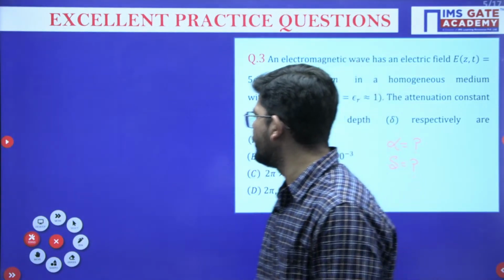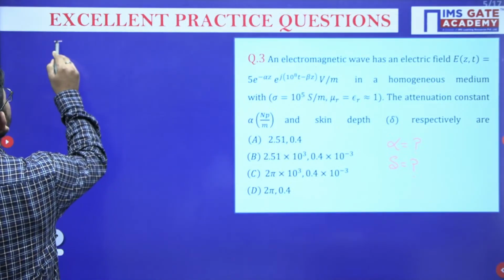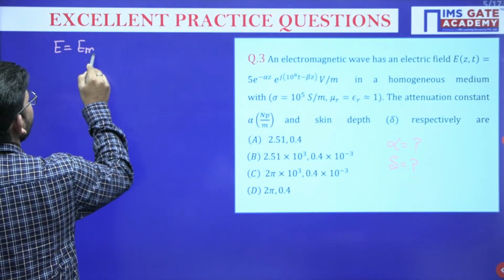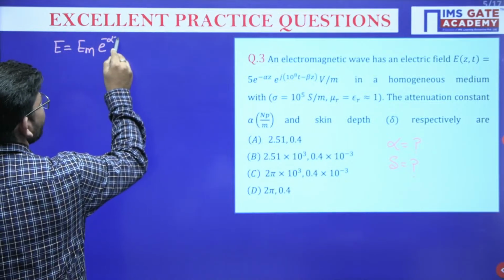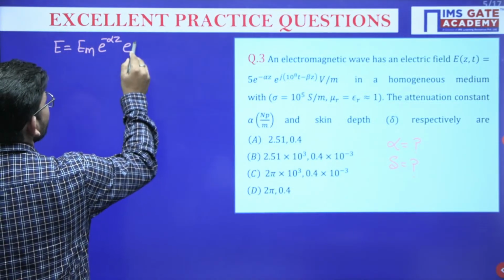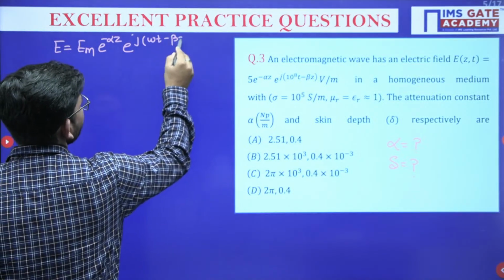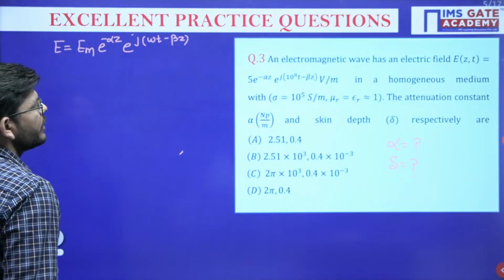So see how we are going to solve this question. Okay, so we have been given the value of E. What is the value of E? E has been given to us. E we will write in this format: E_m e to the power minus alpha z e to the power j (omega t minus beta z). Okay, this is how we are going to write this expression of E.